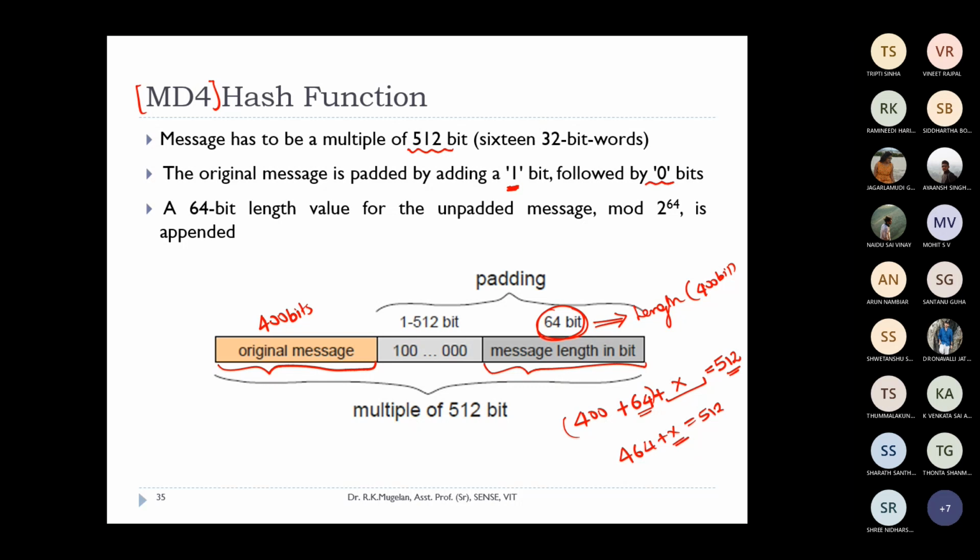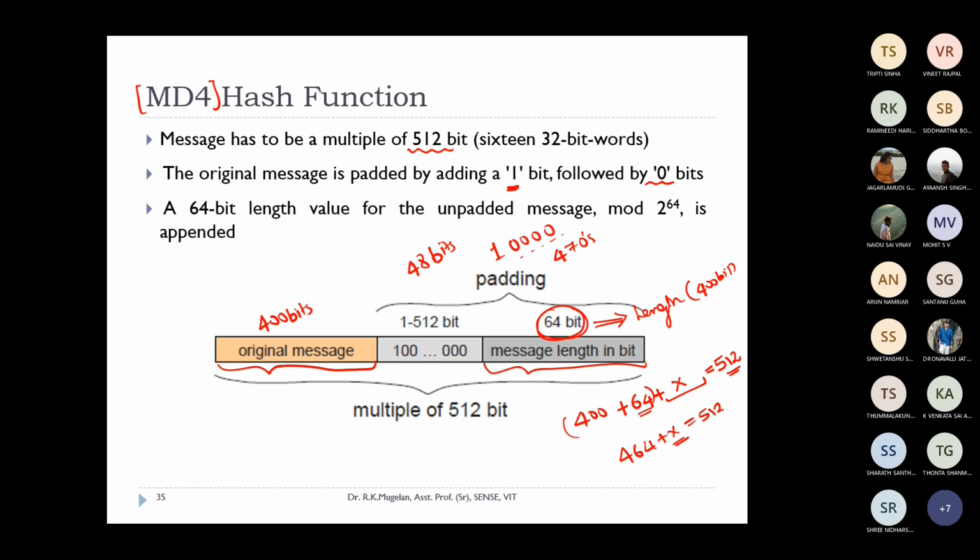48. That 48 is nothing but the padding bits. So the 48 bits, how will it be written? I'll be writing 1 followed with 47 zeros. Right. So here this altogether should come to a multiple of 512. Is it clear, guys, how this padding concept works?